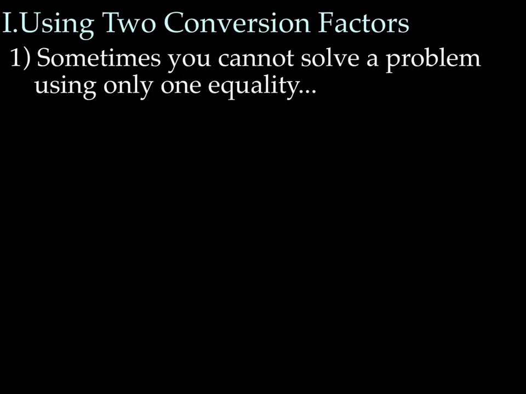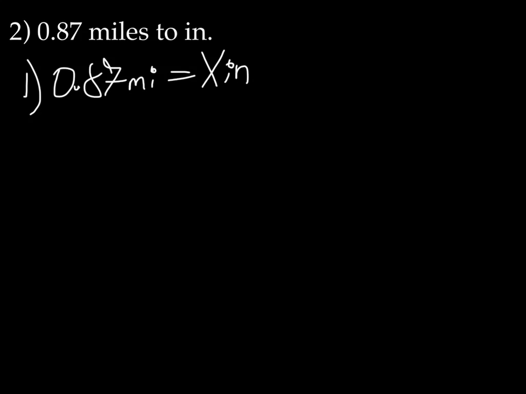Let's start with using two conversion factors. Sometimes you cannot solve a problem using only one equality. So let's try a problem like that. We're going to do the problem 0.87 miles to inches. If you guys remember, the first step is to rewrite the problem as a math problem. So we know we have 0.87 miles, and we want to figure out what that is in inches.